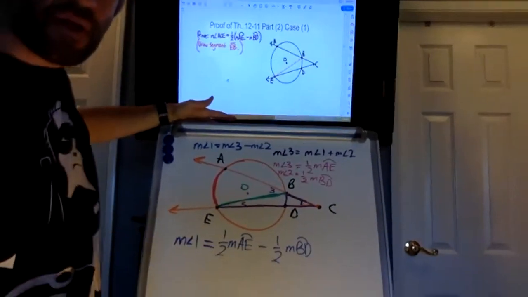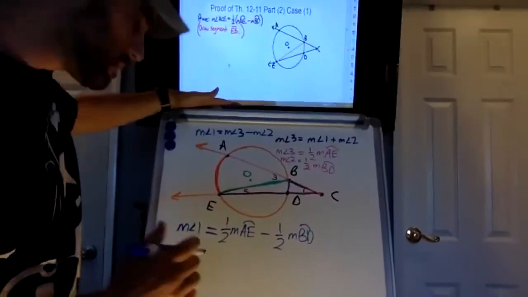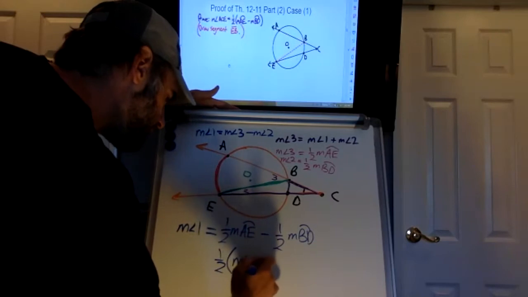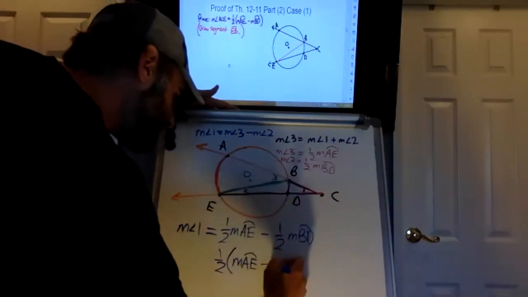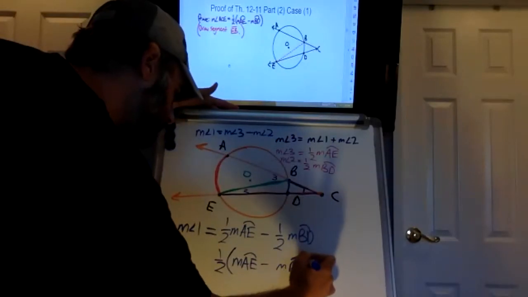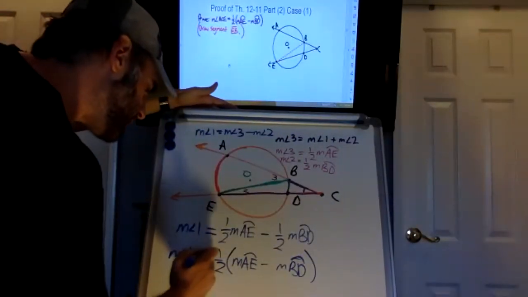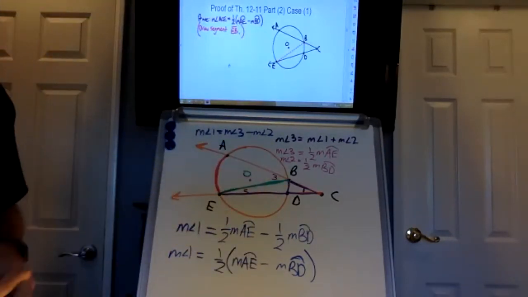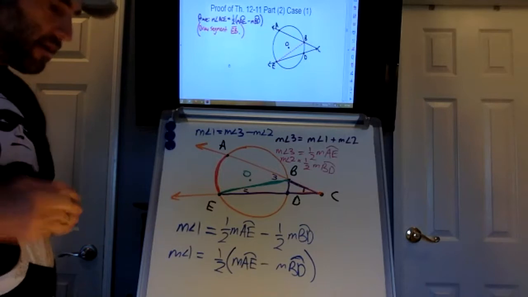Okay, so if I factor out the 1/2, I get measure of arc AE minus measure of arc BD. So the measure of angle 1 is equal to half the difference of the intercepted arcs, the red and the blue. Questions about that?